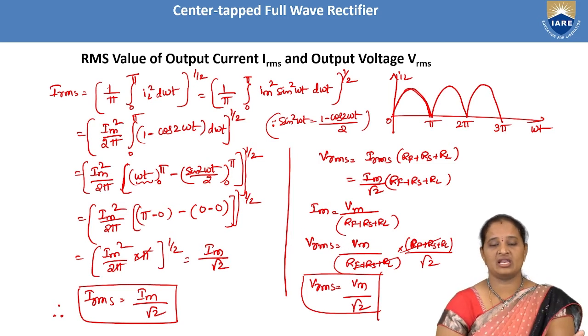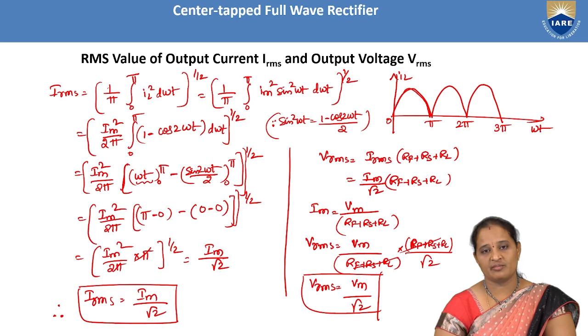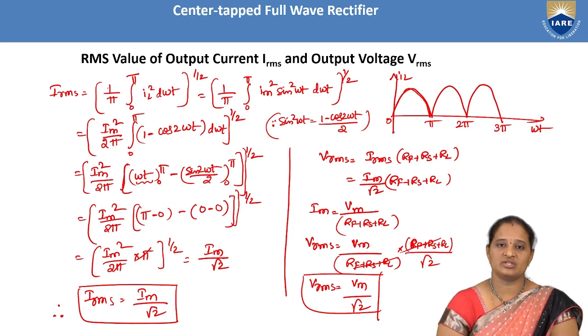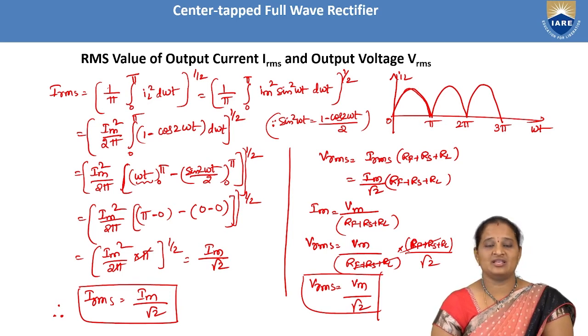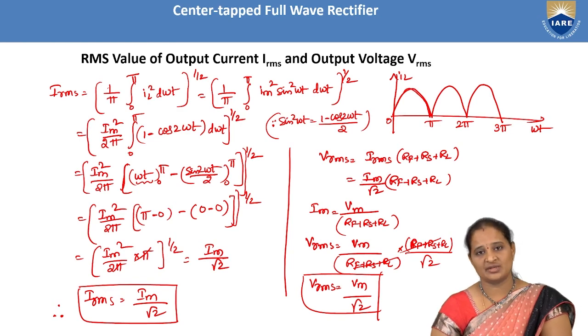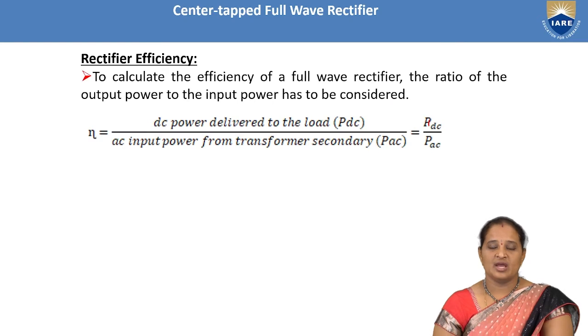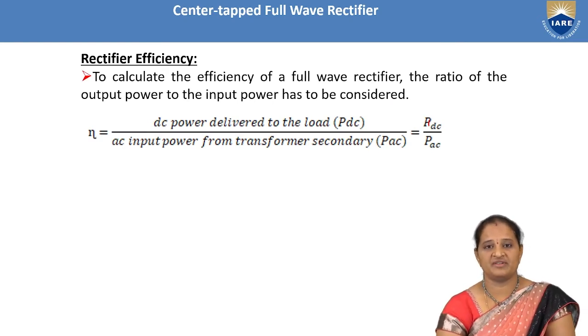So now we have calculated the average value and RMS value of the output voltage across the load resistor. The next thing is, using this average value and RMS value, we are now calculating the efficiency of the rectifier. So we already know the definition of efficiency.